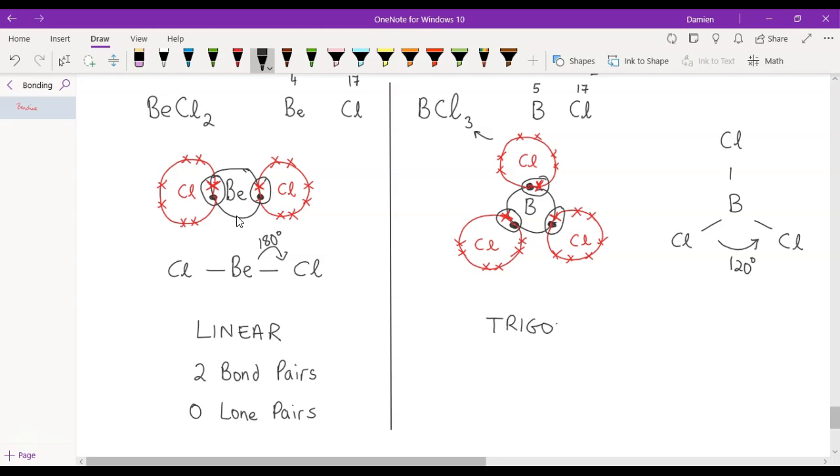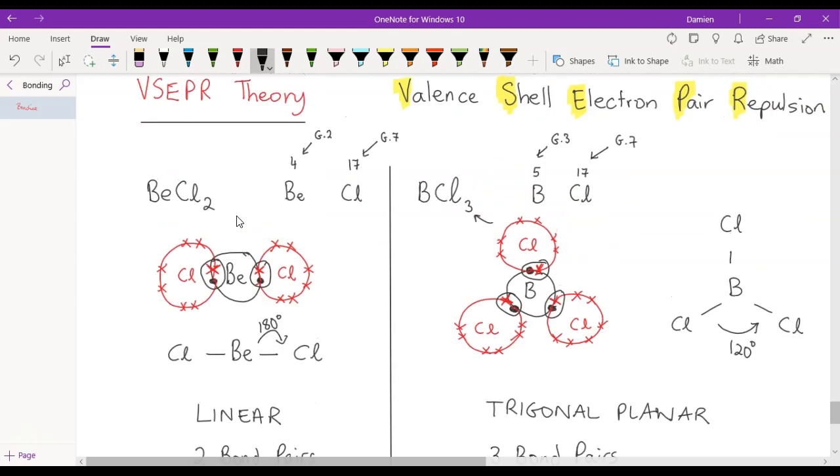So it's trigonal because it's in a triangle shape. It's planar because it's in the plane, it's not in 2 dimensions. So on this one, this has 3 bond pairs, and it has 0 lone pairs. So anything that obeys this, any molecule that you can find that has 3 bond pairs and 0 lone pairs, it will be called trigonal planar. So that's the second one. Let's move on to the third one.